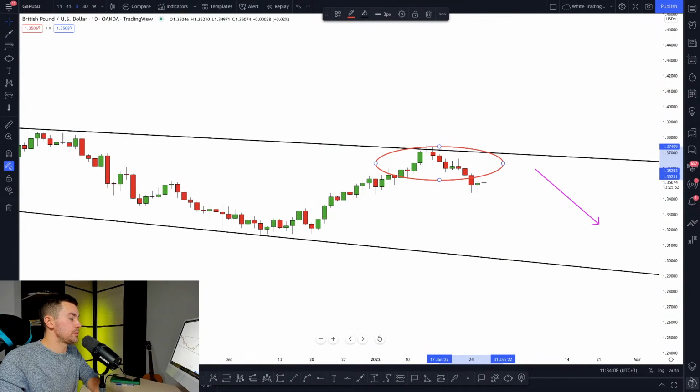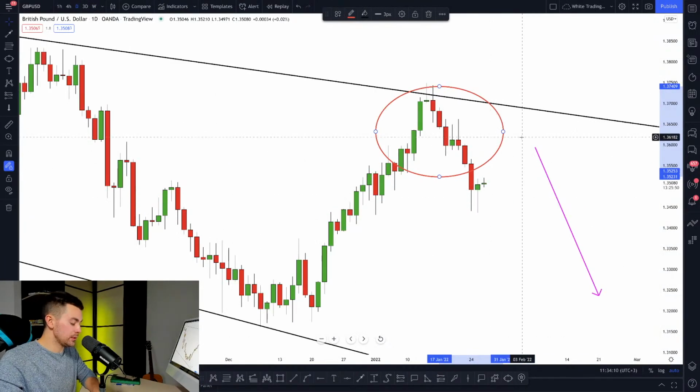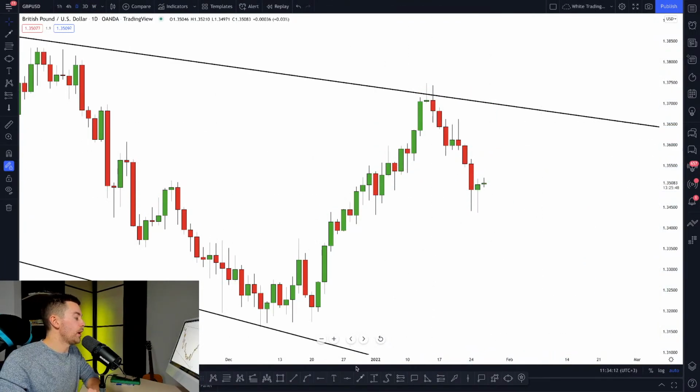Let's look at what happened on a daily time frame. On a daily time frame, look, once the resistance of the channel was reached, we formed a cute doji candle right here. Yes, then a bearish candle, then a strong bearish candle, and then the market started to fall.